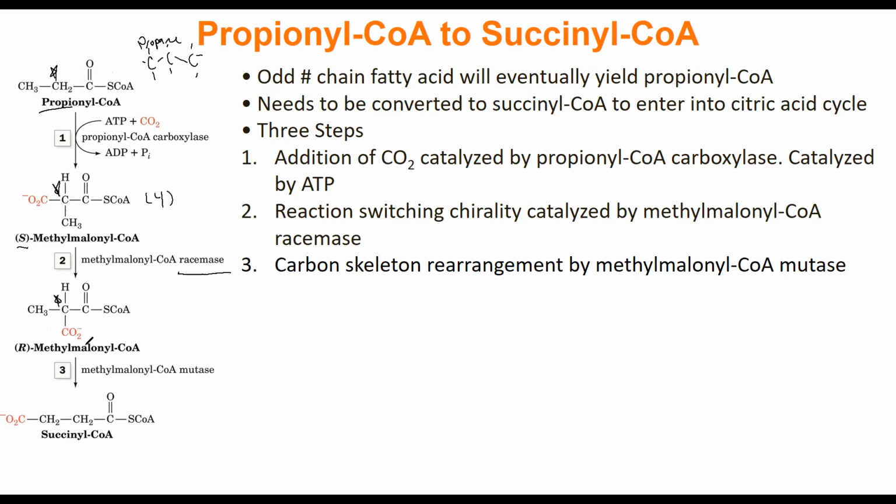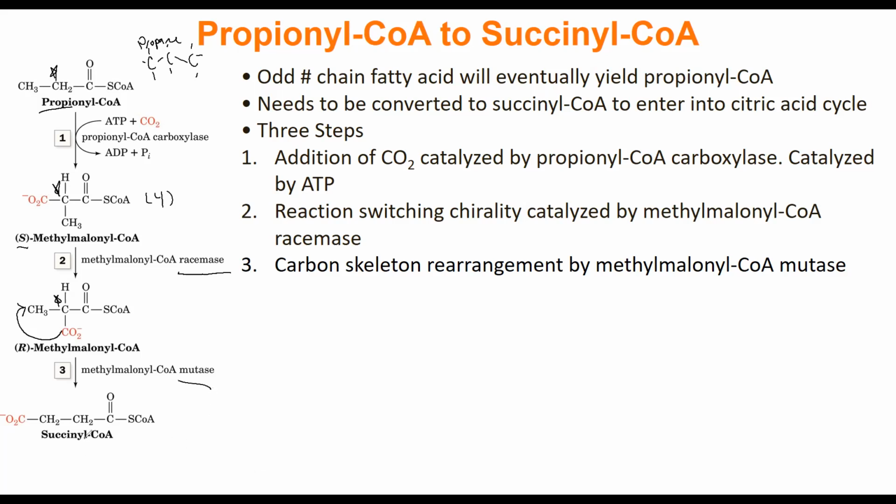However, to make it to succinate, or rather succinyl-CoA, we take our carbon dioxide and move it to the very end to make succinyl coenzyme A. This is done by a mutase. Mutase just moves around our functional groups here.